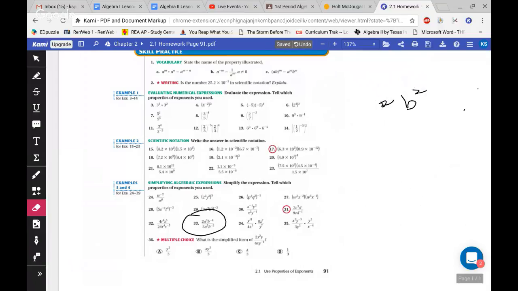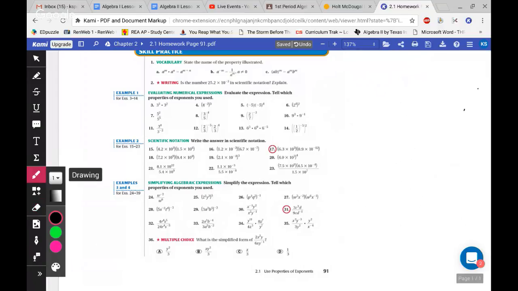Okay, 35. Oh, this one looks like fun. So what we're going to want to do is, there's a number of ways that you can tackle this and it still be correct. But I think for me, I would go ahead and do the multiplication all the way across the top and then work with the division.